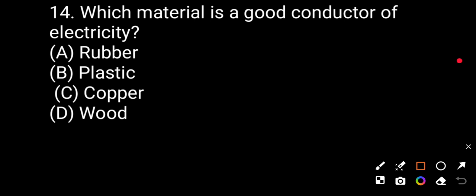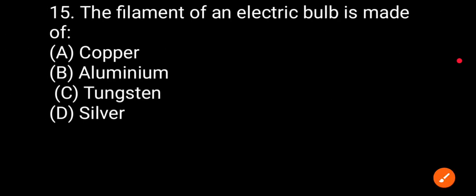Question number 14. Which material is a good conductor of electricity? Rubber, plastic, copper, wood. Correct answer will be copper. Question number 15. The filament of an electric bulb is made of copper, aluminum, tungsten, silver. Correct answer will be tungsten.